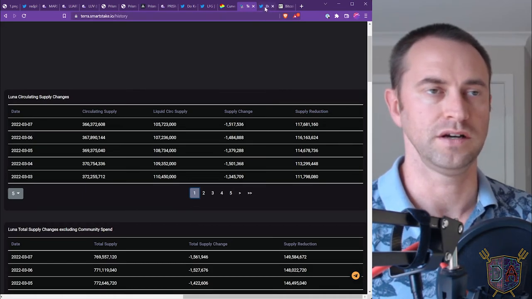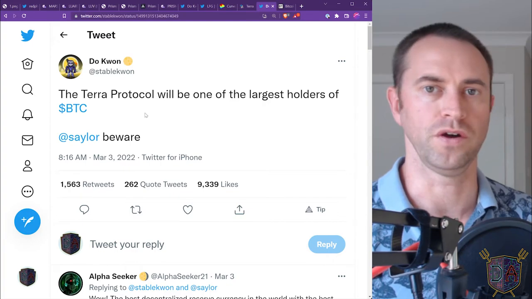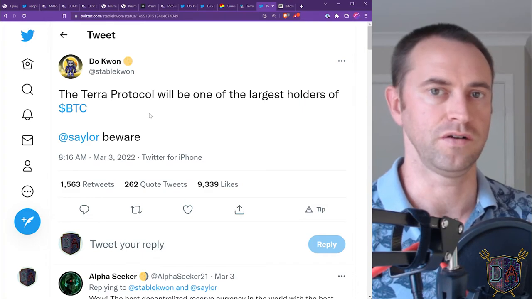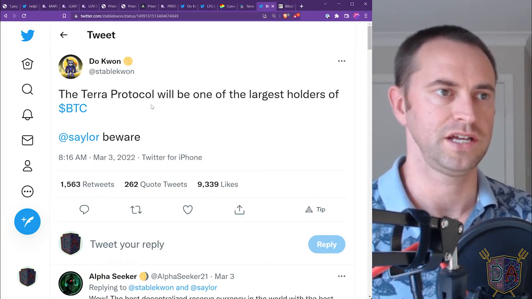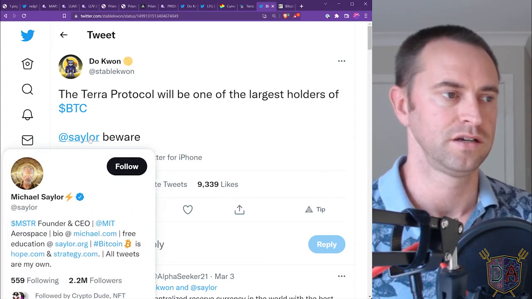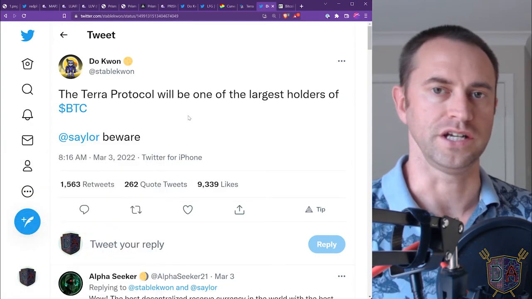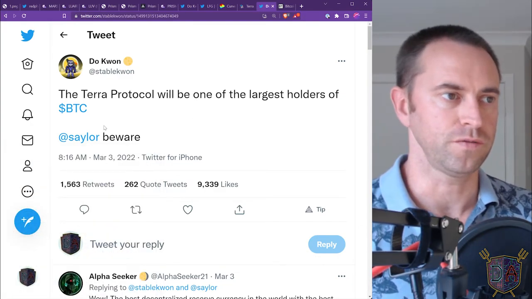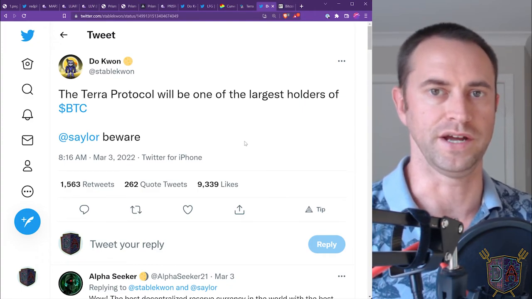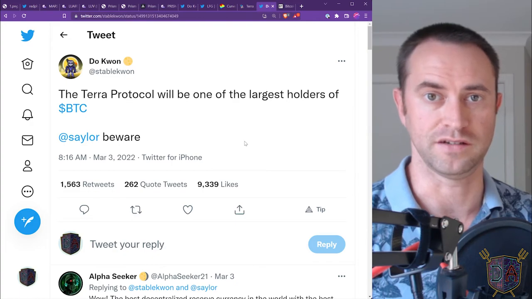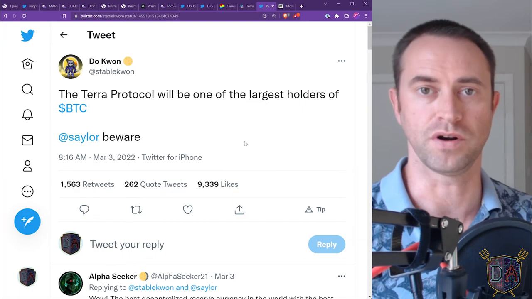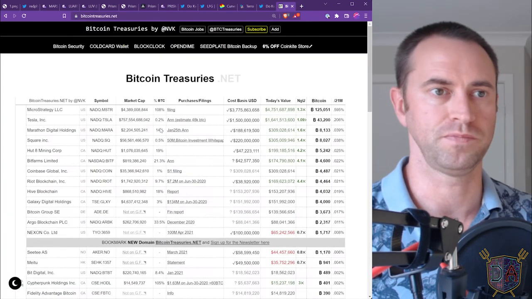What really surprised me is this quote from Doe, and Doe does like to take the mickey a bit on Twitter with his tweets. So he's saying here, the Terra protocol, we're one of the largest holders of Bitcoin. Sailor beware. So Sailor, he's the CEO of MicroStrategy. So if you don't know who they are, they're a software company, but about 18 months or so ago, they started buying up Bitcoin in massive amounts, most of it with publicly raised debt, which is actually quite ingenious when you consider how cheap money is these days, how cheap it is to borrow. And they've become the biggest Bitcoin whale around.